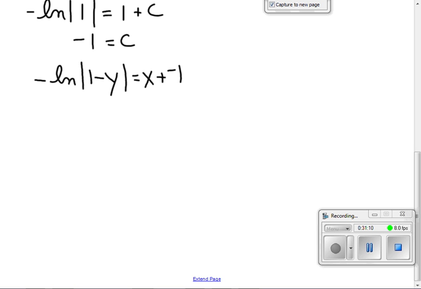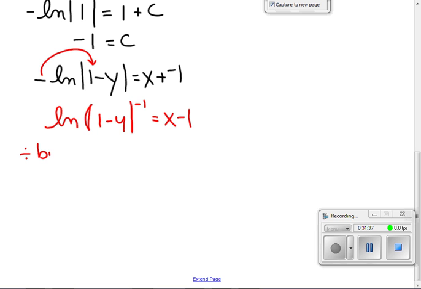Well, what did students do? They did this. No. What? They distributed the negative 1 inside there. Power of negative 1. Natural. I know. By the power of... And that's even worse, actually. Not worse, it's right. You could do this. It's the natural log of 1 minus y to the negative 1. You could do that, but then that's harder to solve for y. Why don't we just divide by negative 1? That would be a little easier.